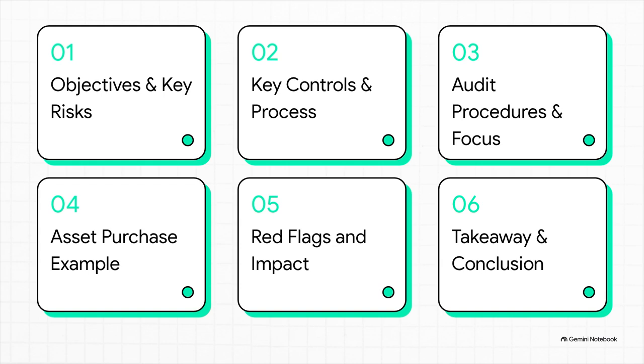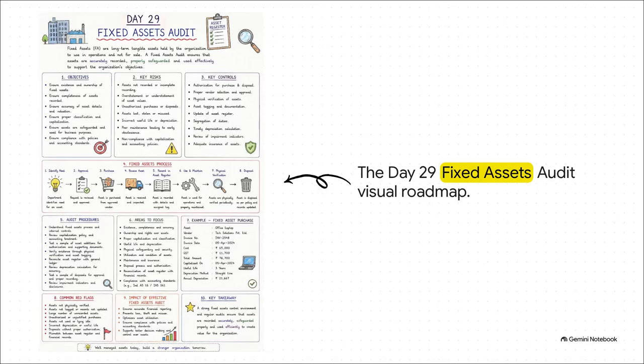Here's our roadmap for this explainer. We're going to hit 6 key areas: objectives and key risks, key controls and process, audit procedures and focus, a real-world fixed asset purchase example, red flags and impact, and then wrap it up with our key takeaway and conclusion. We're going to be using this Day 29 Fixed Assets Audit infographic as our visual guide today. It's a fantastic breakdown, and by the end of this explainer, we'll have worked through every single box in this framework to give you a really granular understanding of how all these pieces fit together.